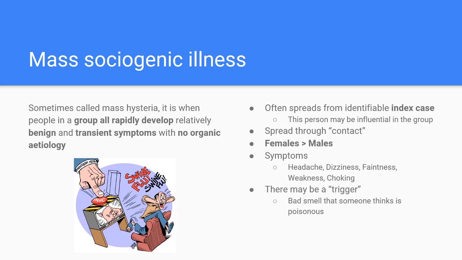It can spread through conversations, through seeing someone react in a certain way, or through hearing someone react in a certain way. Females are affected more than males. The symptoms are anxiety symptoms, so headache, dizziness, faintness, weakness, and choking. And there can be a trigger, like the smell.